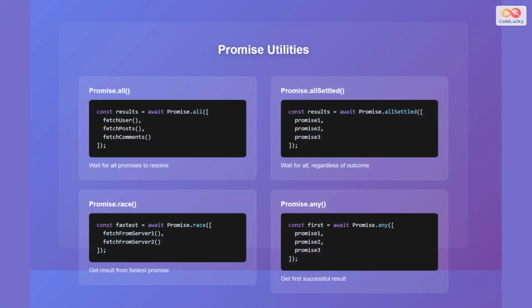JavaScript provides several promise utilities to handle multiple promises at once. Promise.all waits for all promises in an array to resolve and returns an array of their results. Promise.race returns the result of the first promise that resolves or rejects. Promise.allSettled waits for all promises to either resolve or reject, and returns an array of objects with the status and value or reason for each promise. Promise.any returns the value of the first promise that fulfills, ignoring any rejected promises until one fulfills.